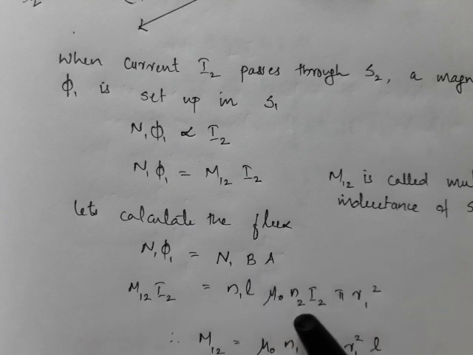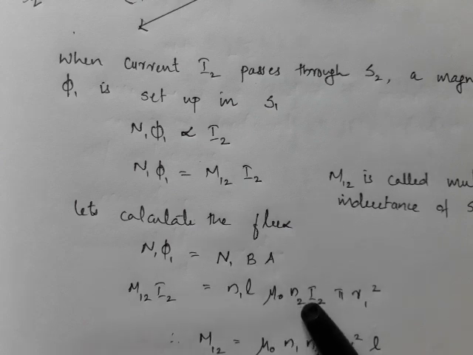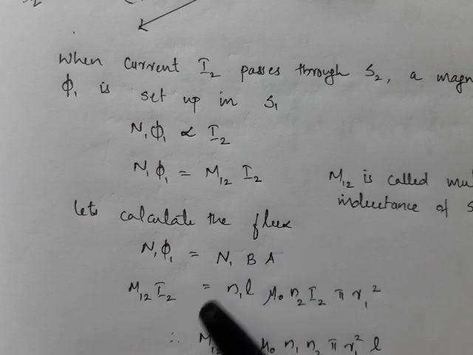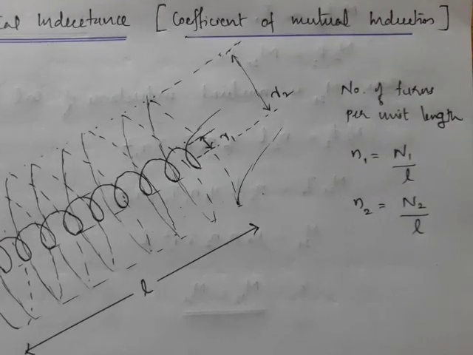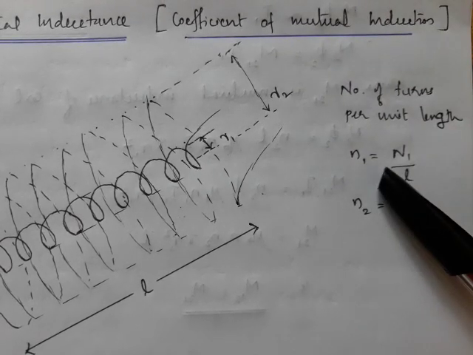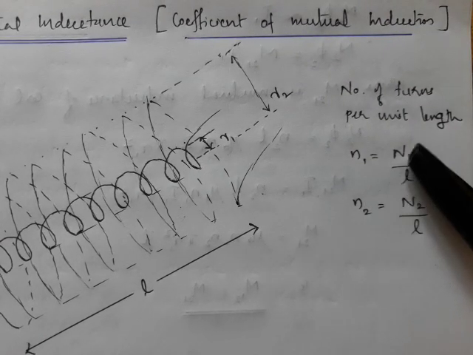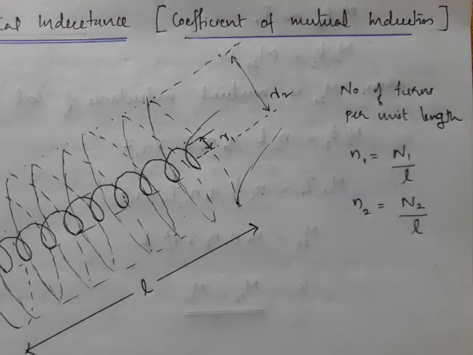So B is mu0 n i. The equation is B equals mu0 n i, where n is the number of turns per unit length and i is the current in S2. So B equals mu0 n2 I2. This is the magnetic field B. This capital N1 we write as small n1 into length. Already we have the relation for the number of turns: small n1 is equal to capital N1 by L. So capital N1 is n1 into L.